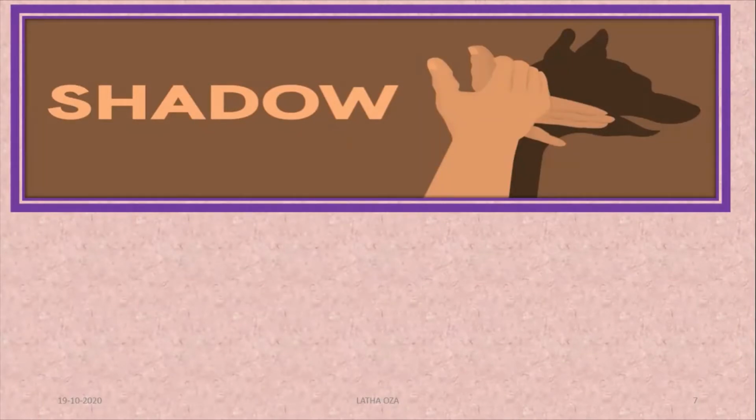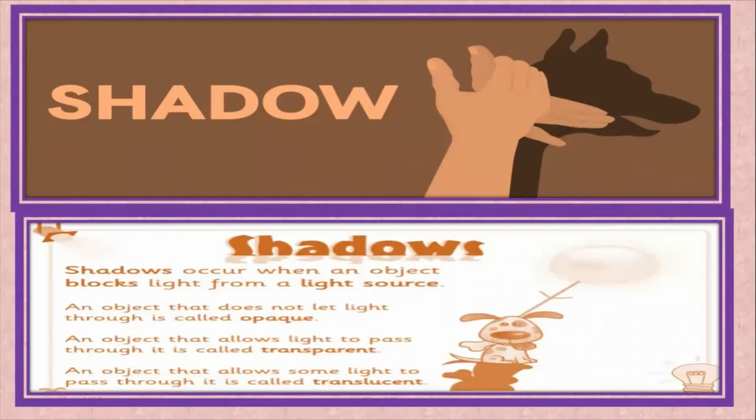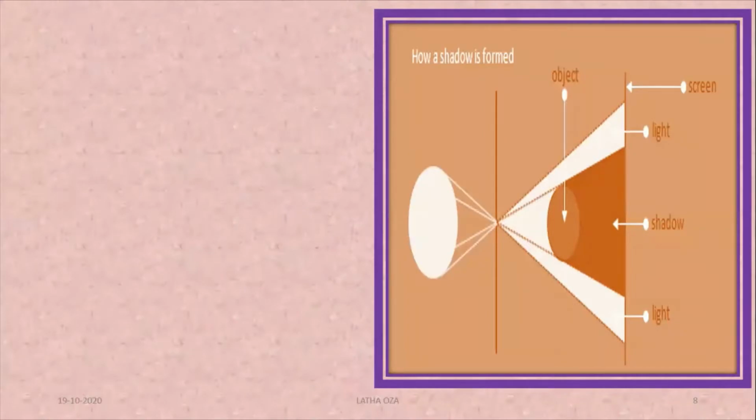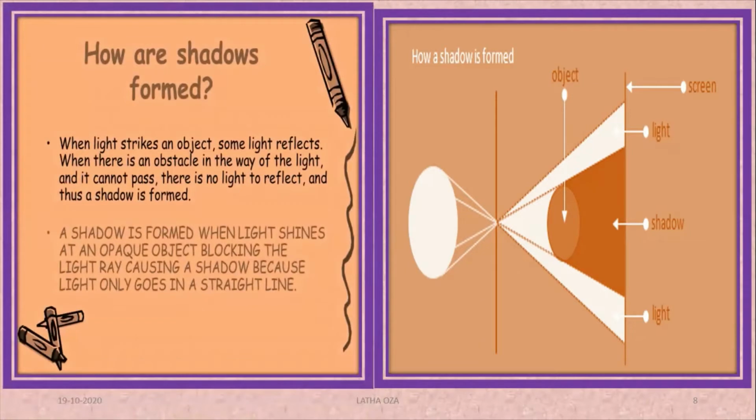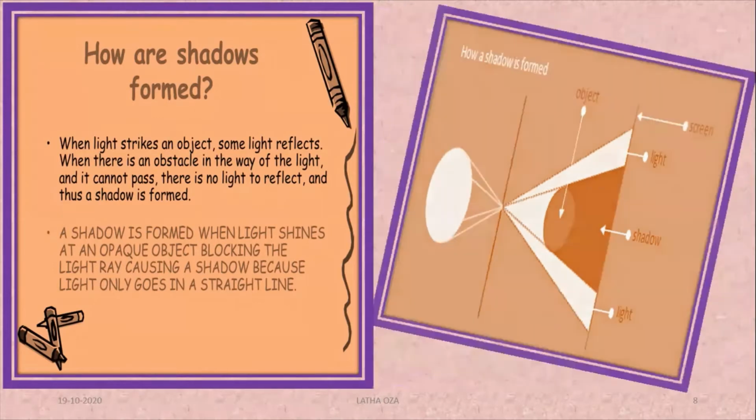So, shadow. When an opaque object comes in front of light, it blocks the light and forms a dark patch called shadow. A shadow is always formed on the opposite side of the light. When we block sunlight, the shadow of our body is formed. When we move, our shadow also moves along with us. So when light strikes an object, some light reflects; when there is an obstacle in the way of light and it cannot pass, there is no light to reflect and thus shadow is formed.